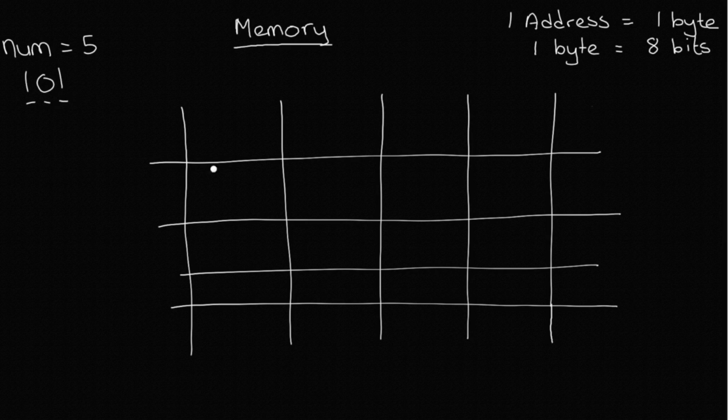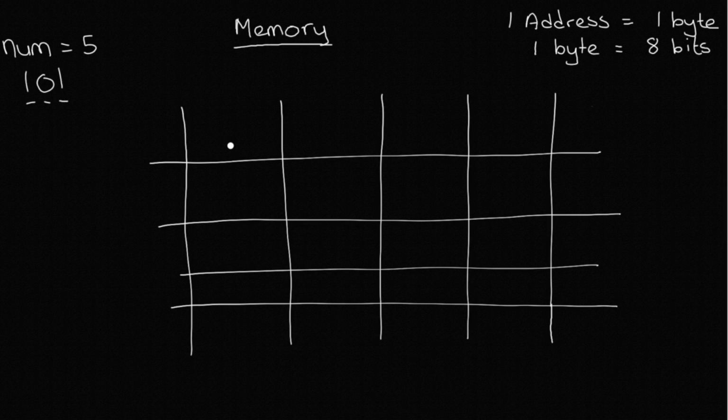Now, as I said before, each of these memory addresses holds 8 bits. So even though our number 5 only uses 3, there will be essentially 5 bits wasted, but they need to be there. For example, if we wanted to change our num from 5 to 10, we would then need to go and allocate more memory.